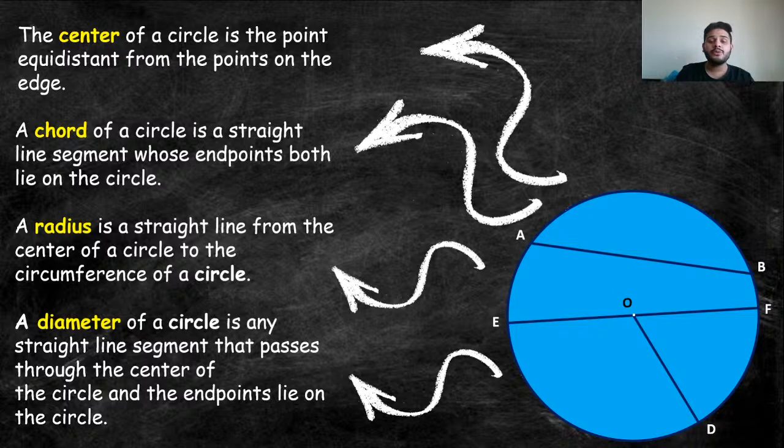So whenever you see the question which is the longest chord in the circle, it's the diameter. The diameter is the longest chord since it passes through the center of the circle. So any chord passing through the center of the circle is nothing but the diameter.